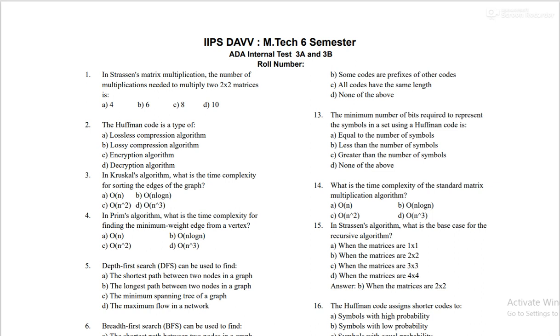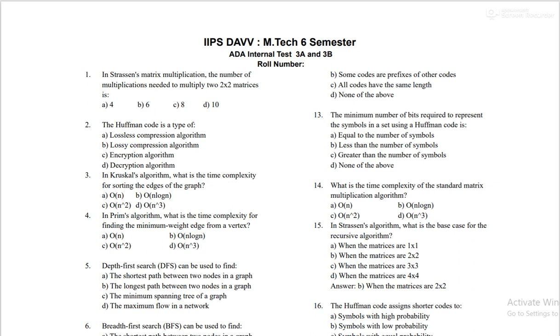Question 2. Huffman coding is a type of lossless compression algorithm. Here the correct answer is option A, as this type of compression algorithm is used to compress the size of any type of file without losing any data.